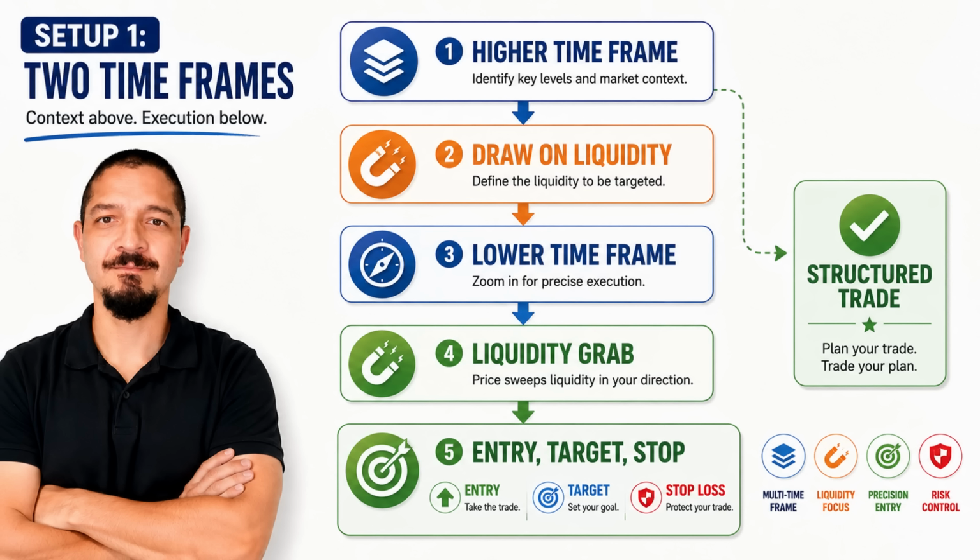On the higher timeframe, key liquidity levels are identified and a clear draw on liquidity is defined. From there, we move down to the lower timeframe. At that level, the goal is to spot a liquidity grab that aligns with the direction of the draw on liquidity. Once that occurs, the trade is executed, and both the target and stop loss are set accordingly.